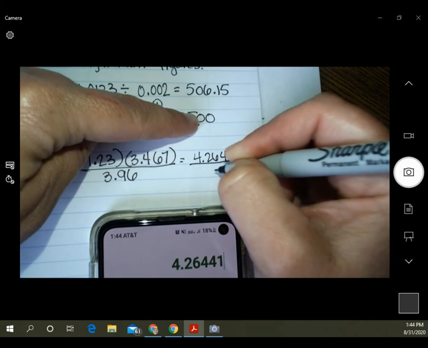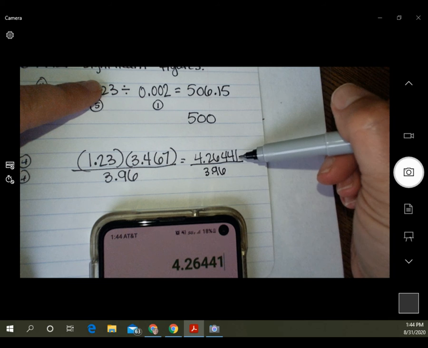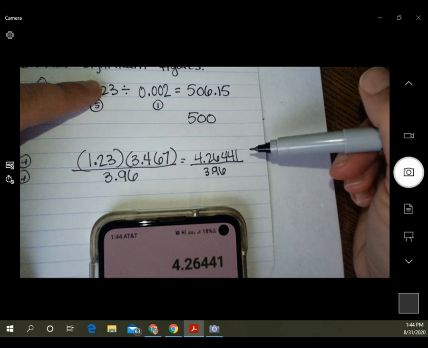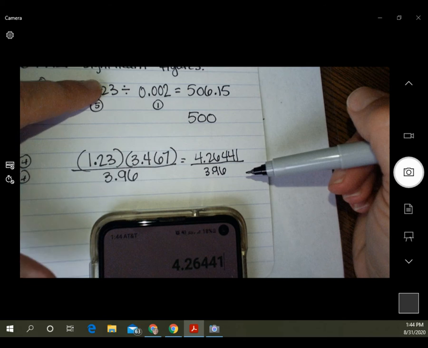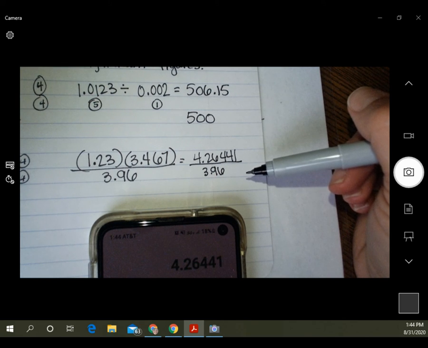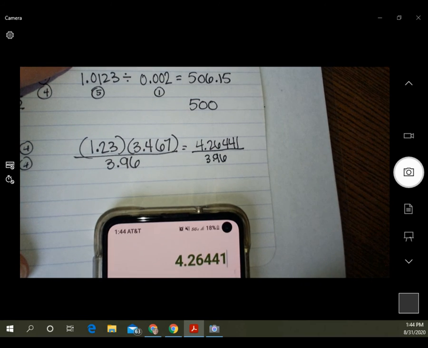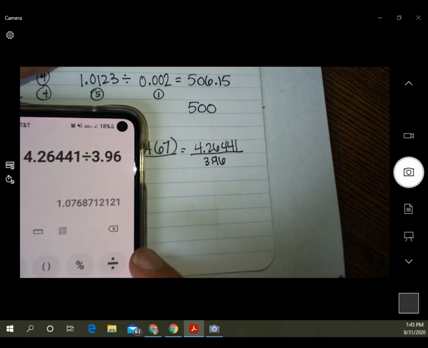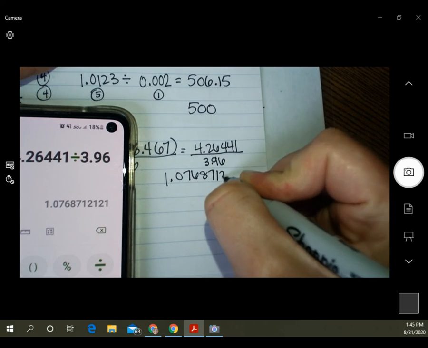Now, a big point right here is don't round in the middle of your problem. That compounds rounding errors. And if you compound the rounding errors, then you're going to get an answer that's not right, that is just extremely, extremely close. So we want to have exactly right, not just close. So then we're going to divide by 3.96. Now our number, as you can see on there, is a pretty long number: 1.076871212.